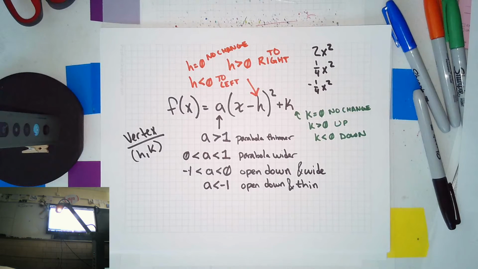Purple is negative 1, 6. So when we plug in 3, we should get negative 1.5, right? 3 squared is 9. 9 divided by 6, that's 1.5, right? That's 9 over 6, which reduces to 3 over 2. So that's negative 1.5. Nailed it. Well done. I'm proud of myself.